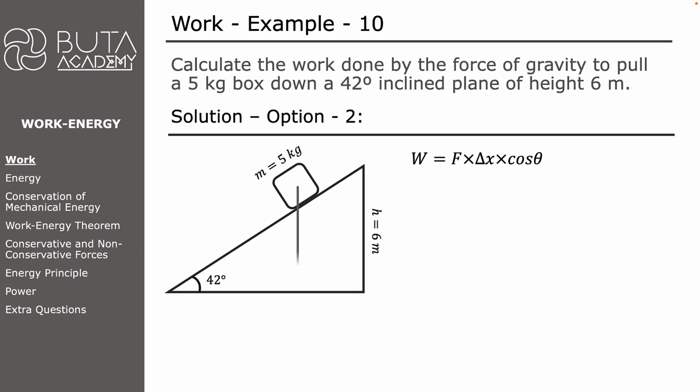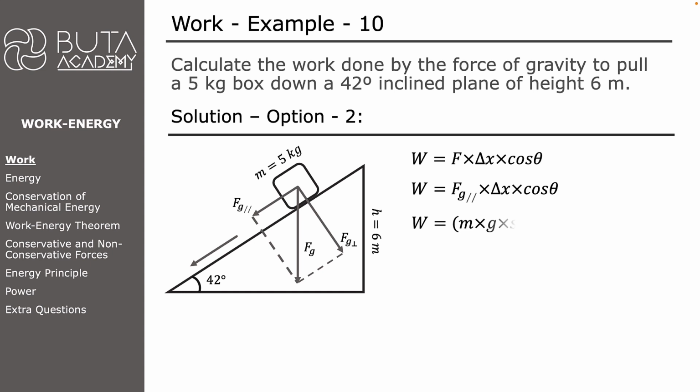Then, we sketch the force of gravity and split it into its components. The direction of the object's displacement is the same as the parallel component of the force of gravity. Therefore, the angle theta is equal to 0. We adjust the formula so that work is equal to mass times gravitational acceleration times the sine of the incline, multiplied by displacement and then multiplied by the cosine of the angle between the force and displacement. This is because the perpendicular component of the gravitational force is not doing any work.